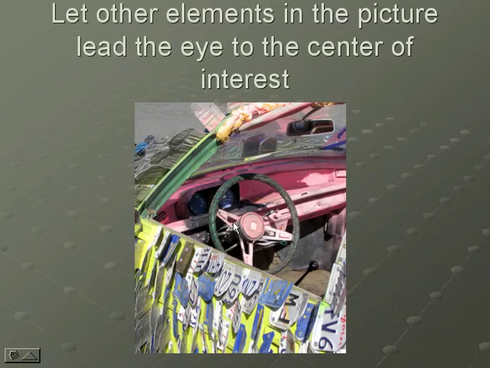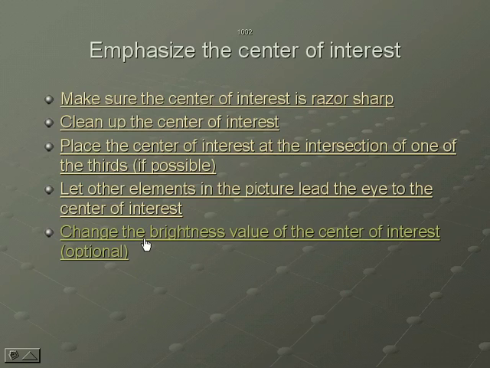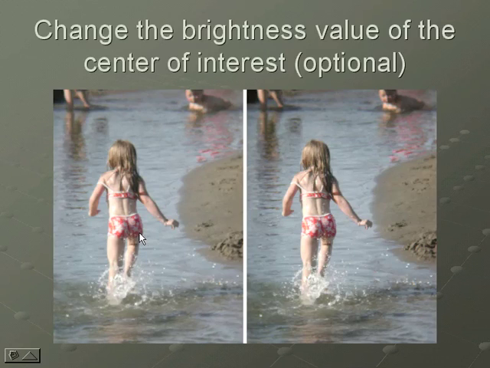And finally, in your digital darkroom and your photo editing software, you can actually use it to change the brightness of the center of interest. There's not a lot of difference between the picture on the left and the picture on the right. But you notice that our eyes go much more quickly to this little girl having a great time in a puddle of water because we've made her the brightest element in the picture with just a little simple burning and dodging.